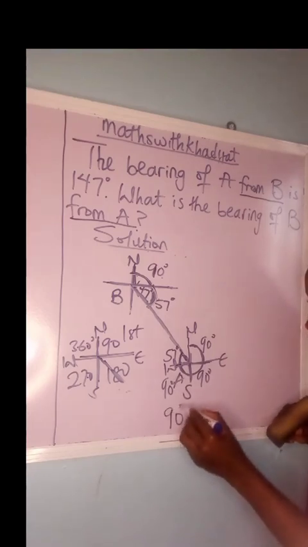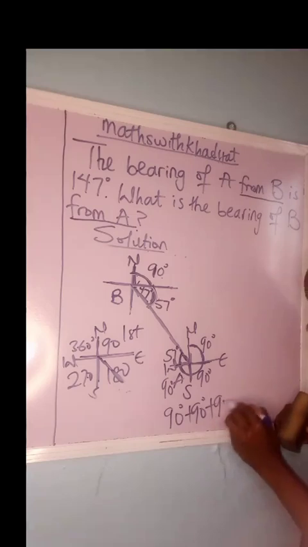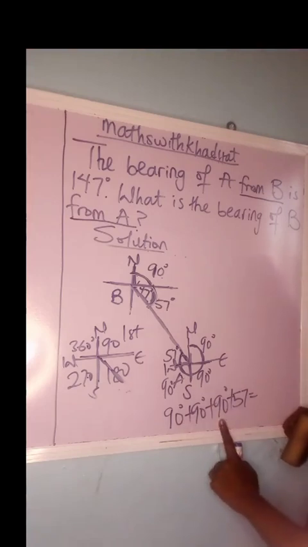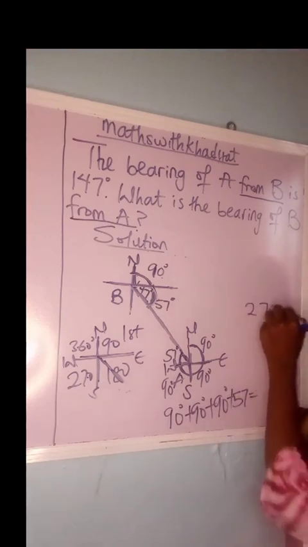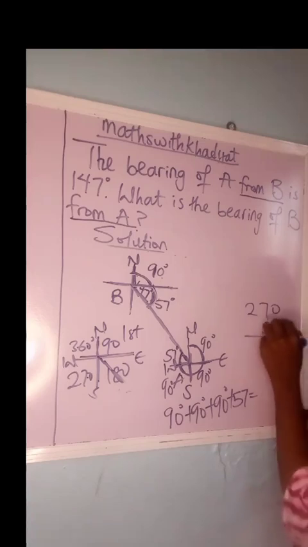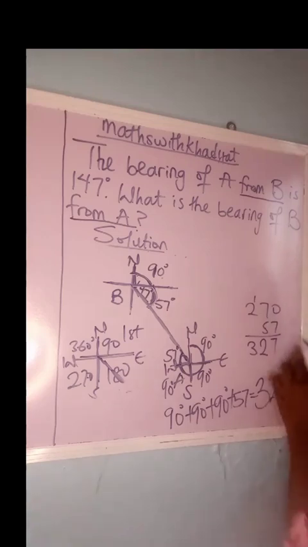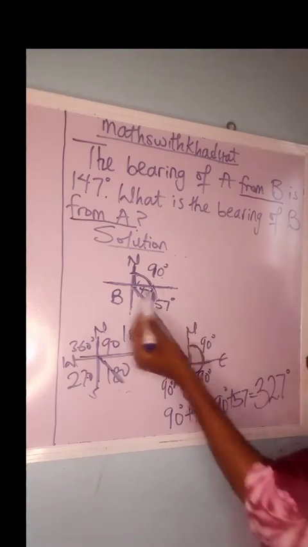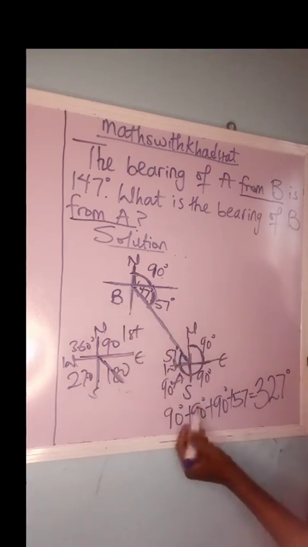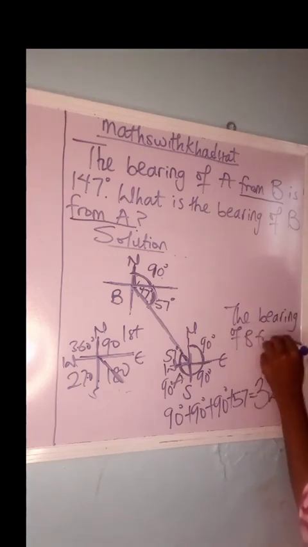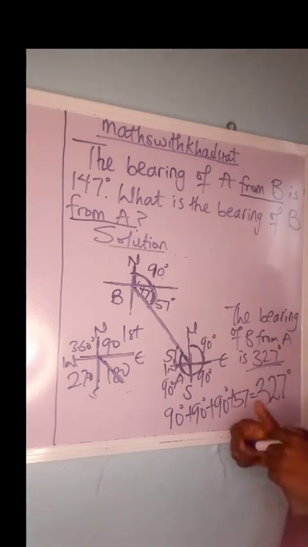So we have here to be 90 degrees plus 90 degrees plus 90 degrees plus 57 degrees. It gives us a total of what? 90 plus 90 plus 90, is that not 270? Now what is 270 plus 57? 0 plus 7, 7. 7 plus 5, 12, write 2, carry 1. 2 plus 1, 3. That's 327 degrees. Hence, this is our final answer. That is, the bearing of B from A is 327. The bearing of B from A is 327 degrees, and we just got our answer.